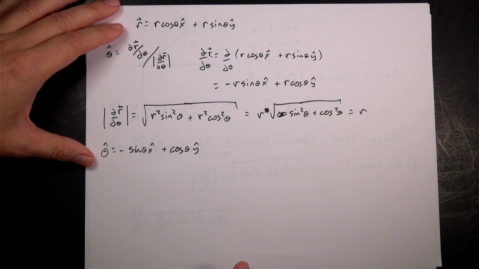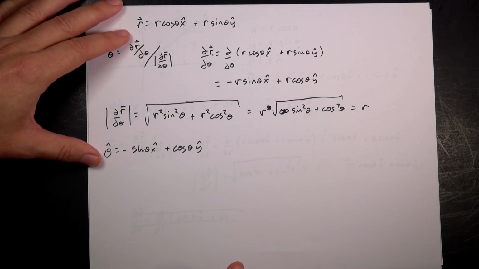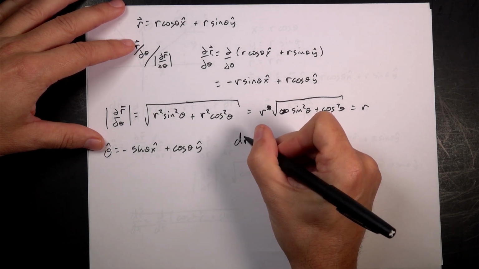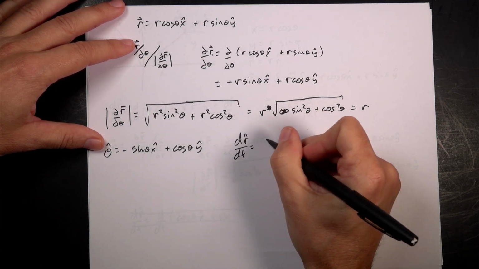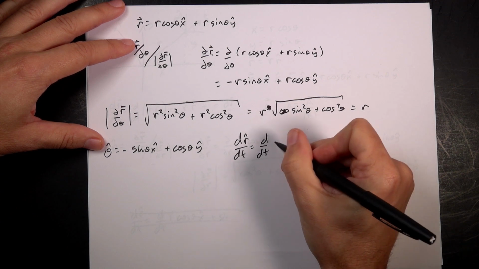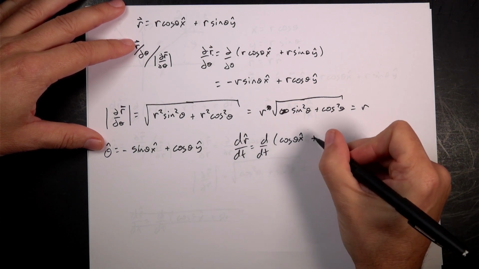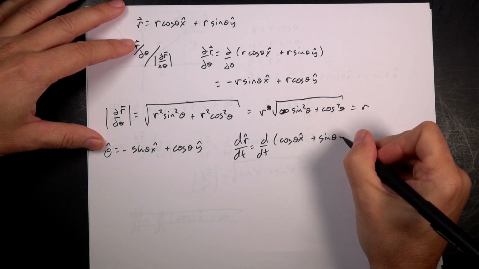So now I can take the partial of r hat with respect to t, the derivative. So d r hat dt is going to be the derivative with respect to time of cosine theta x hat plus sine theta y hat.